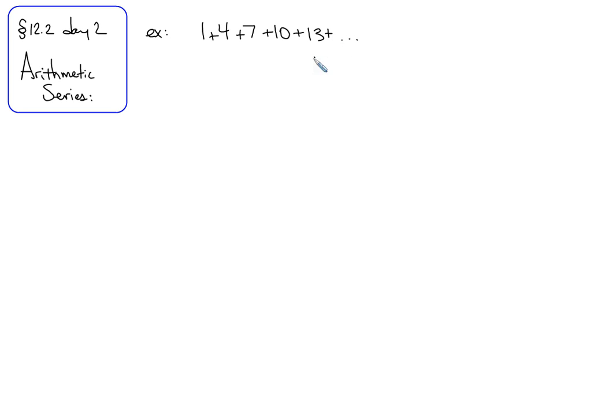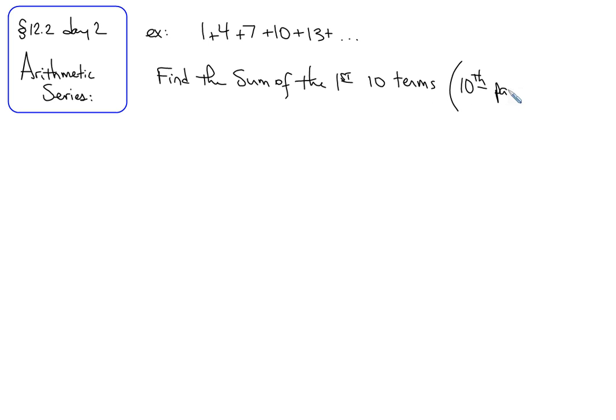What does the ... imply? Keeps on going forever, right? And so what they're going to do is they're going to ask you to do something like find the sum of the first 10 terms. Now there's another way to word that, and that is to ask you to find the 10th partial sum of the series.